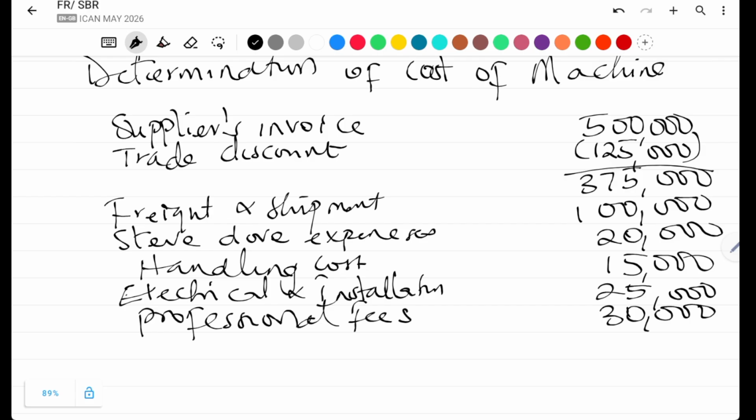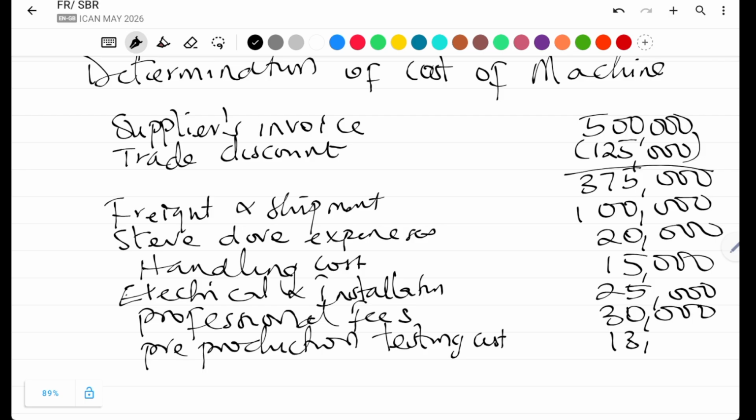Okay, what else? Then purchase of a 4-year maintenance contract. Wow, that would be expensed. Production testing costs is 13,000. So testing cost is allowed. Pre-production testing cost is 13,000.